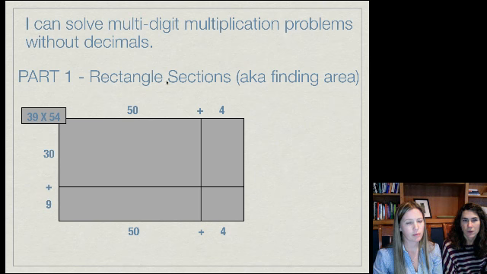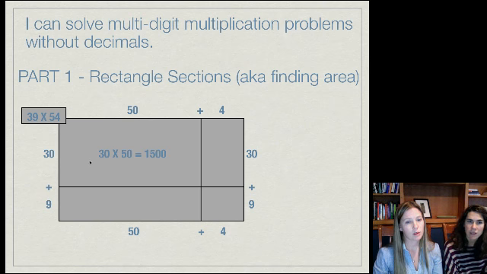So, now looking here, up and down, we should have the same things, and then across, we should have 30 plus 9 over here. Now it's just a matter of solving for each rectangle. This is the largest one, and we have 30 times 50, which should be 1500, because 5 times 3, and then just tack on your 2 zeros.